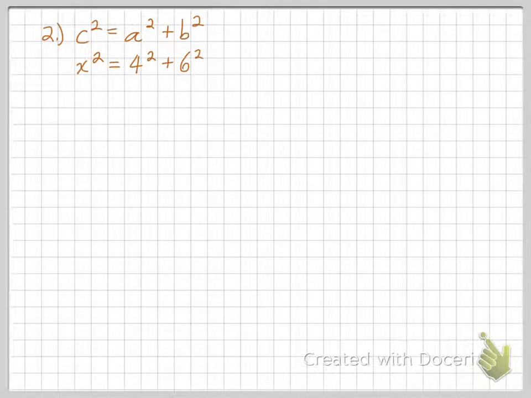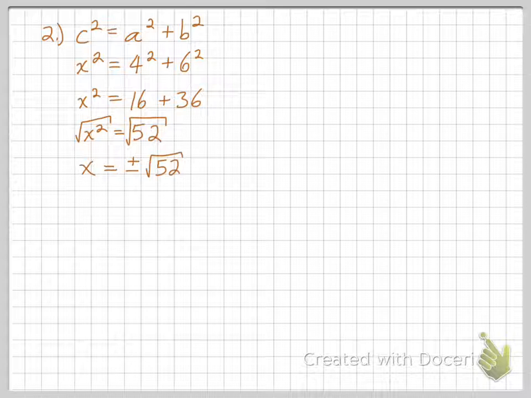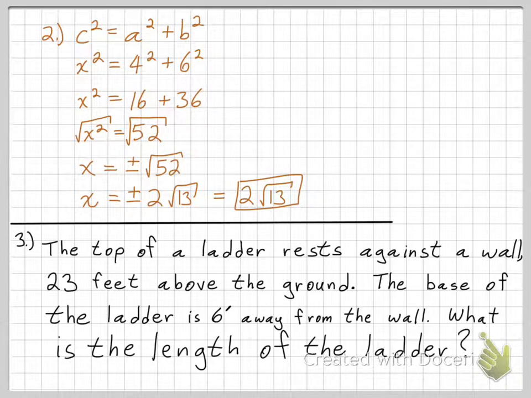The rest is algebra. X squared is equal to 16 plus 36. You combine the two and get x squared is equal to 52. Take the square root of both sides and you get that x is equal to plus or minus root 52. But we want it in simplest radical form. So that would be plus or minus 2 root 13. But again, we're dealing with distances, so we're only concerned with the positive value, so the answer is 2 root 13. Okay? Moving right along, problem 3.